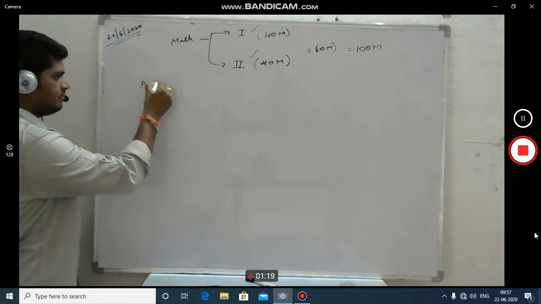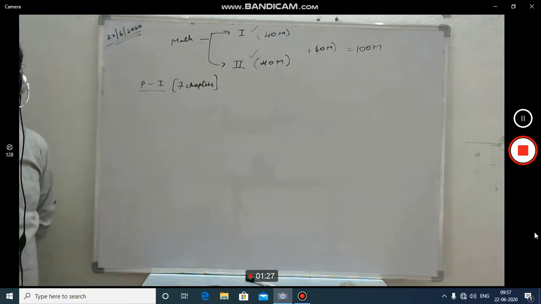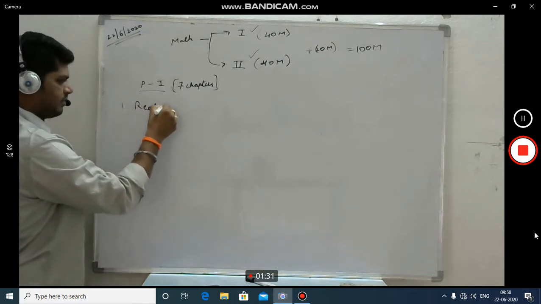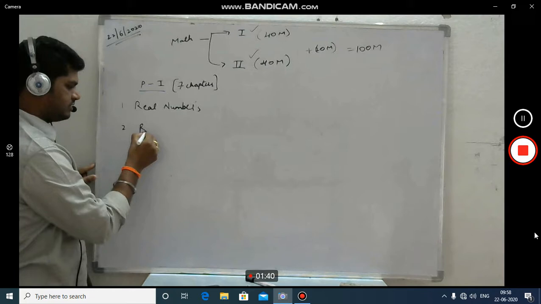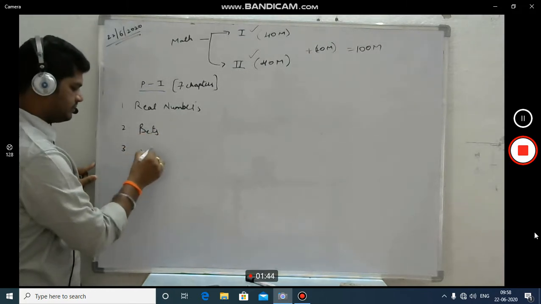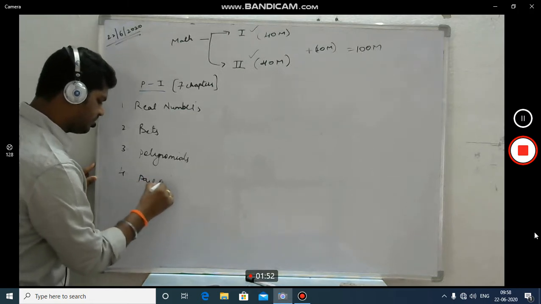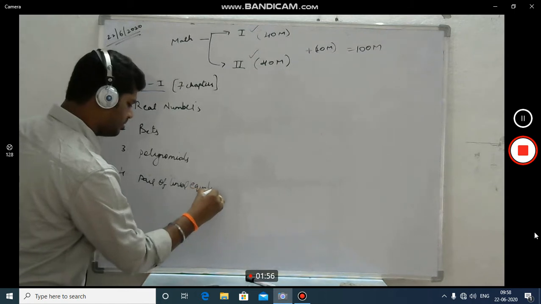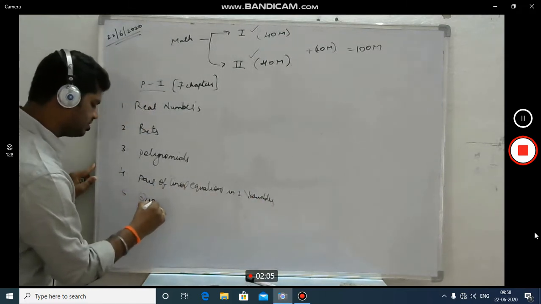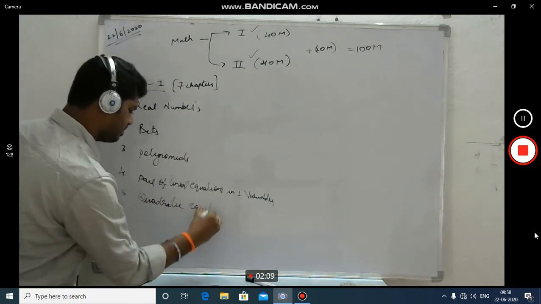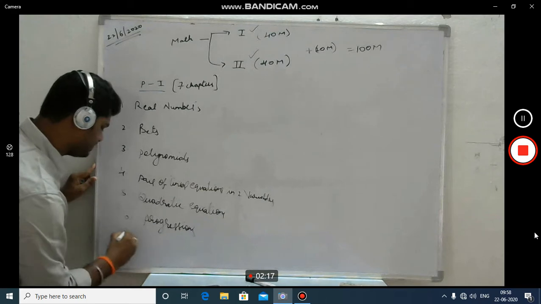Paper 1. Paper 1 consists of 7 chapters, sequentially in the order of the textbook, chapters 1 to 7: chapter 1 real numbers, chapter 2 sets, chapter 3 polynomials, chapter 4 pair of linear equations in 2 variables, chapter 5 quadratic equations, chapter 6 progressions, chapter 7 coordinate geometry.